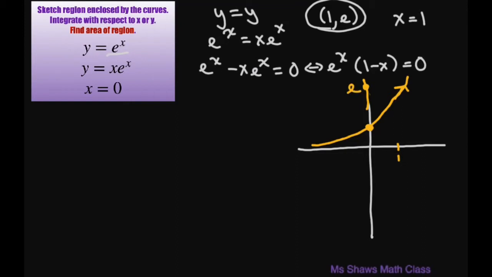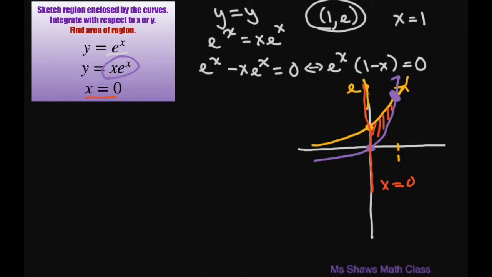Now the other one, when x is 0, y is going to be 0. When x is 1, y is going to be e to the x, or e. It's going to be right there. So this one kind of goes down like this and then shoots up a little like this. And then we're also bounded by x equals 0, this line. So the shaded region we want is this area here.